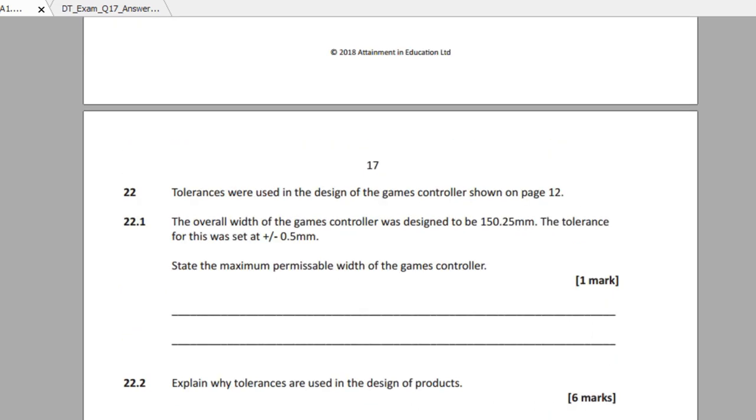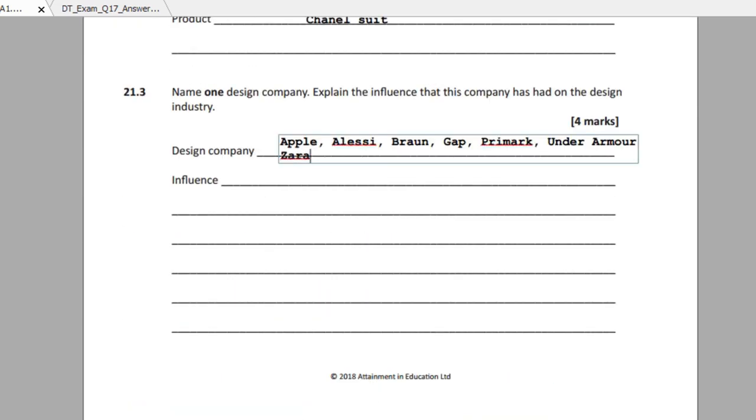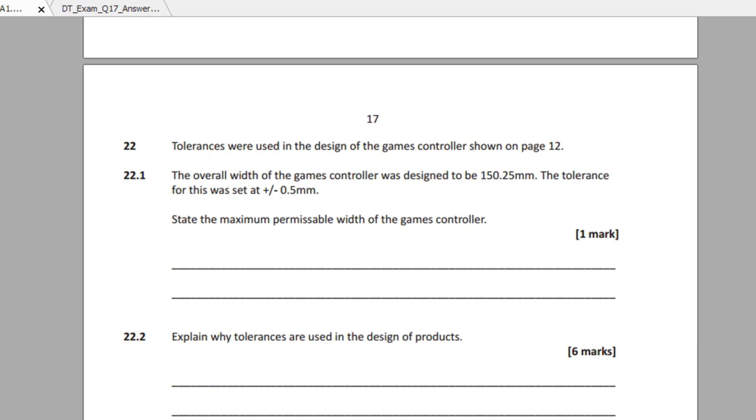Okay. Let's move to question 22. It says tolerances were used in the design of the game's controller shown on page 12. The overall width of the game's controller was designed to be 150.25 millimeters. The tolerance for this was set at plus minus 0.5 millimeters. State the maximum permissible width of the game's controller. Well, all you need to do is just add the 0.5 onto the 150.25. And let's say they asked you the minimum, all you would do is take away the 0.5 millimeters from the 150.25 millimeters.